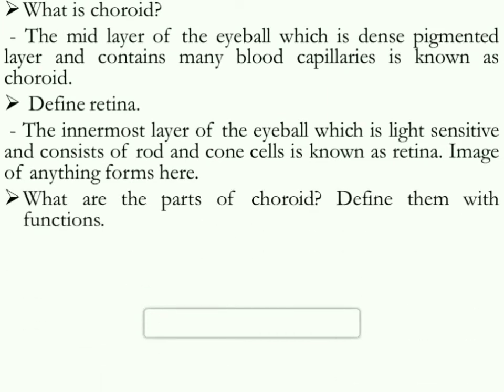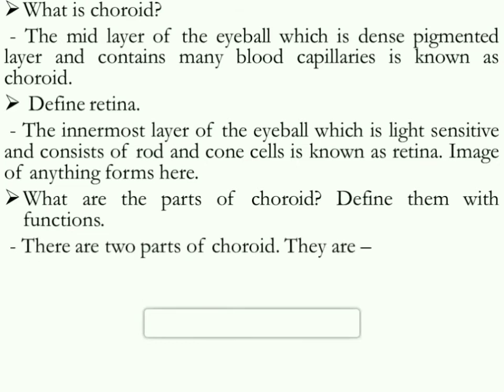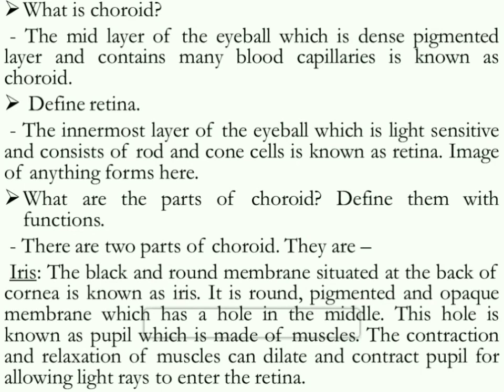What are the parts of choroid? Now, besides this part of the eyeball, choroid has some distinct parts. Now let us know them with their functions. First of all, we can know that there are two parts of choroid. The first part is iris. The black and round membrane situated at the back of cornea is known as iris. You can easily find it in the picture that was provided in the previous slide.